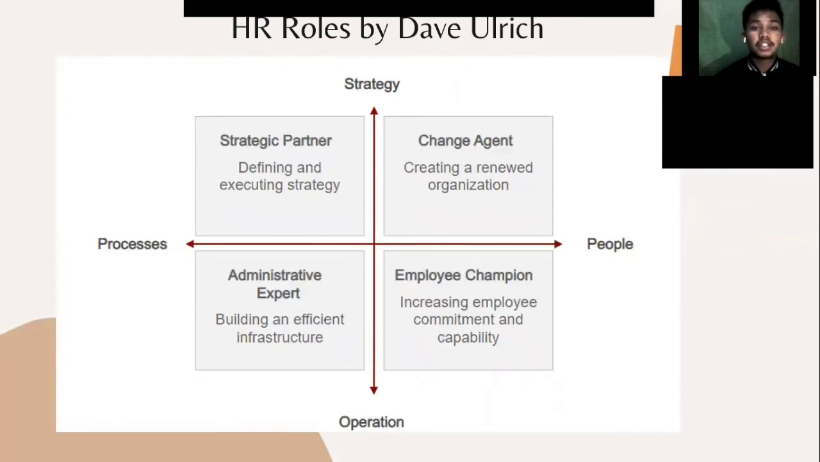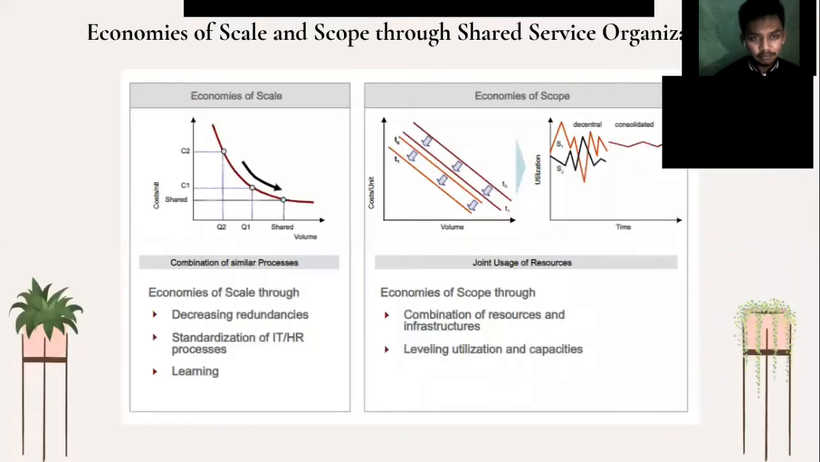There are four quadrants of HR roles by Dave Ulrich. The first one is change agent, which is creating a renewed organization. Then strategic partner, which is defining and executing strategy. Administrative expert, building an efficient infrastructure. Then the last one is employee champion, that is increasing employee commitment and capability.